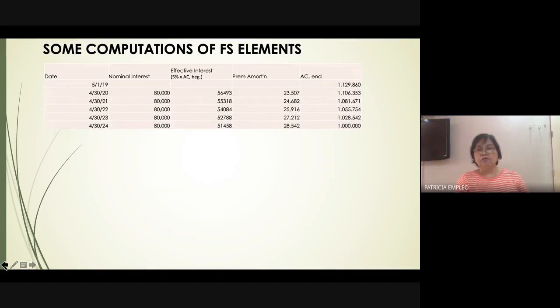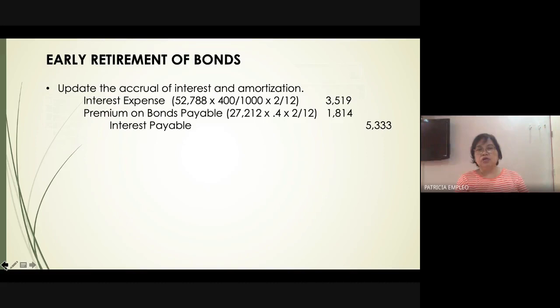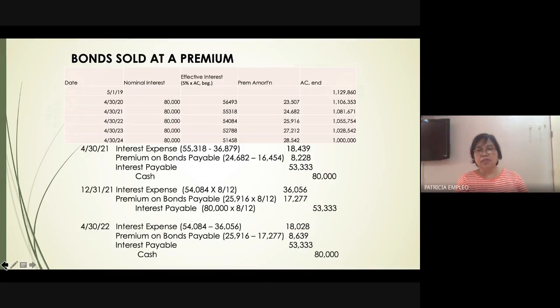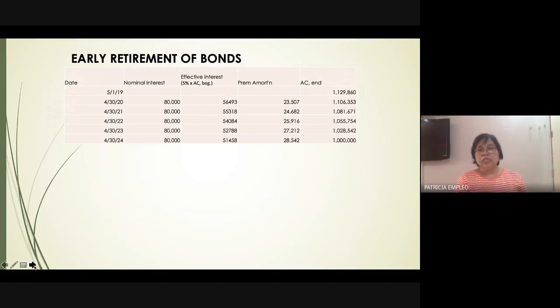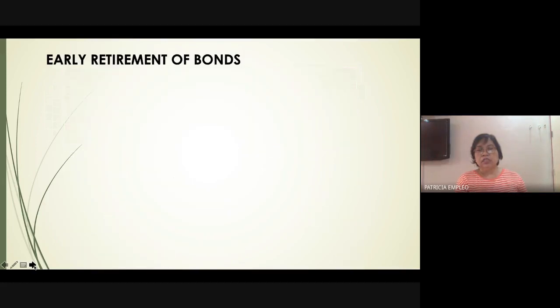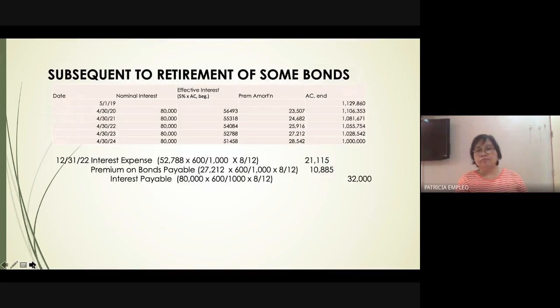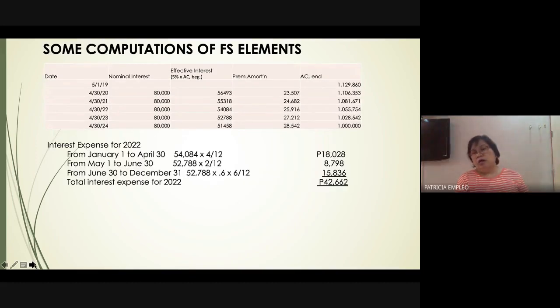42,662. Therefore, if you are to prepare your entries, or if you are to post your entries for interest expense for 2022, that is 18,028, not necessarily the same amounts there, plus 3,519, plus 21,115. Your total will approximate 42,662. There may be a difference of a few pesos only due to rounding off, but that is okay.